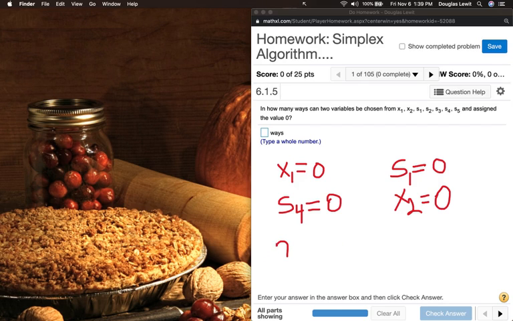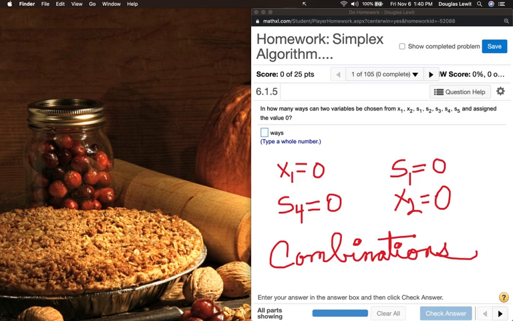Let me write that down. I'm writing with my touchpad, which is a little awkward. This is a combinations problem. Okay? So how are we supposed to figure that out?